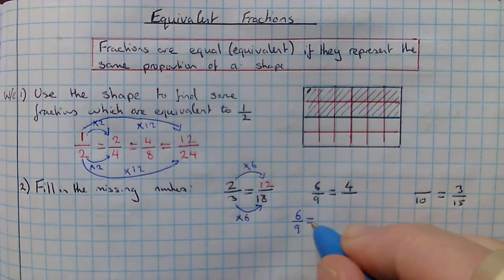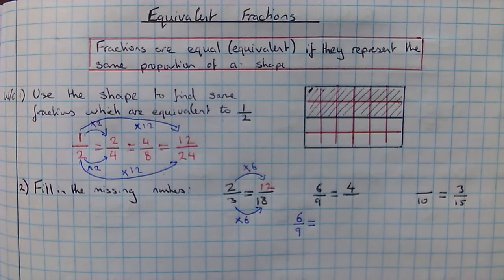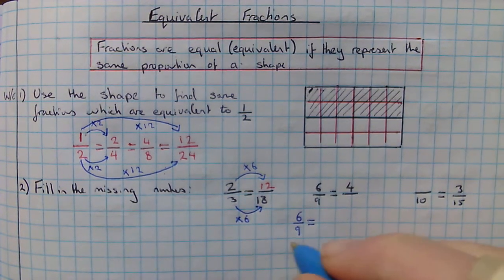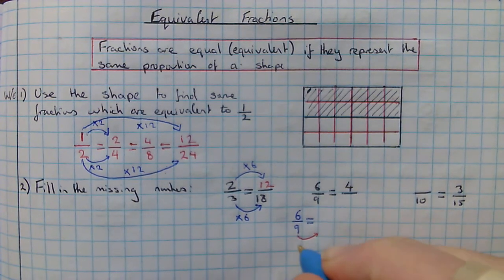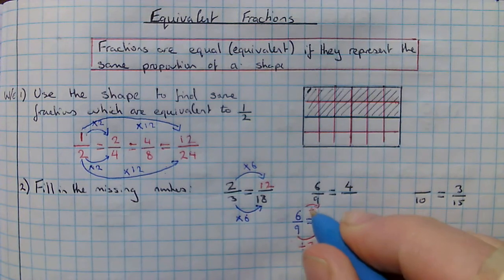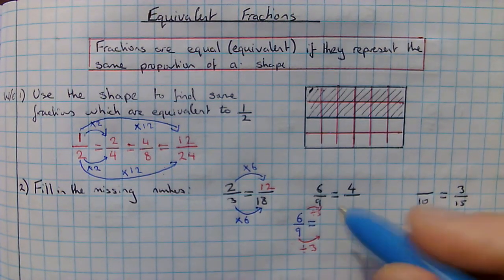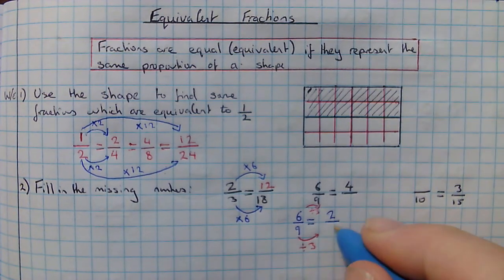Well, yes, I can divide both of those numbers by 3. So let's start by doing that. If I divide them both by 3, 6 divided by 3 is going to give me 2, and 9 divided by 3 is going to give me 3. So 6 ninths is the same as 2 thirds.